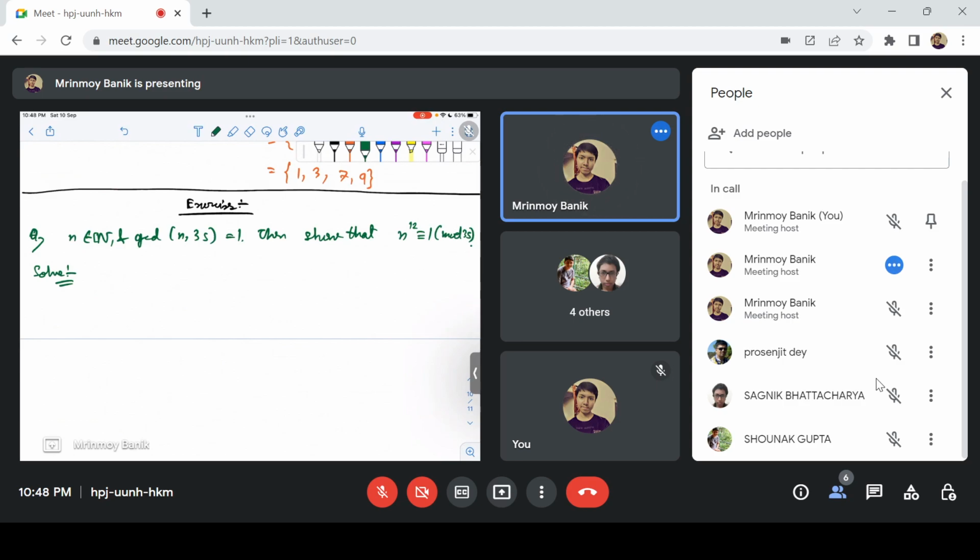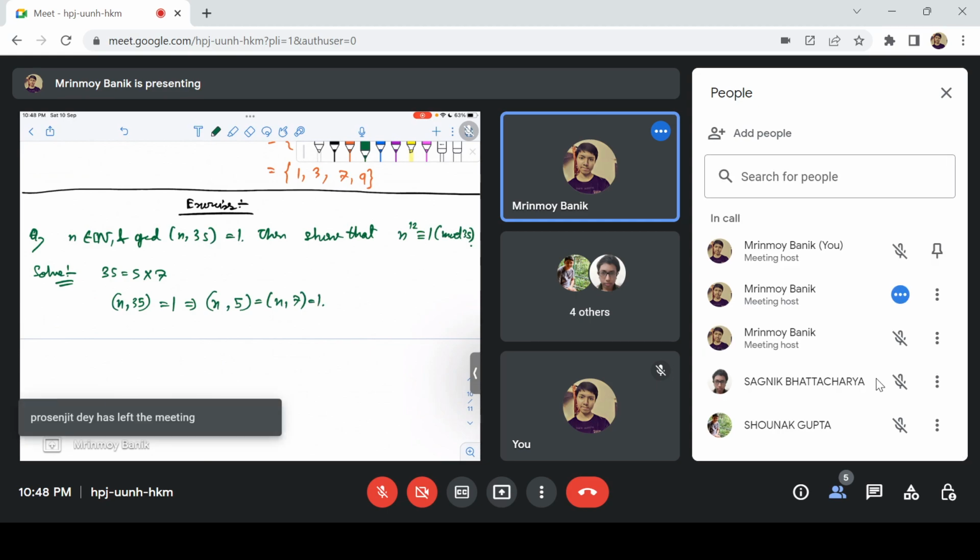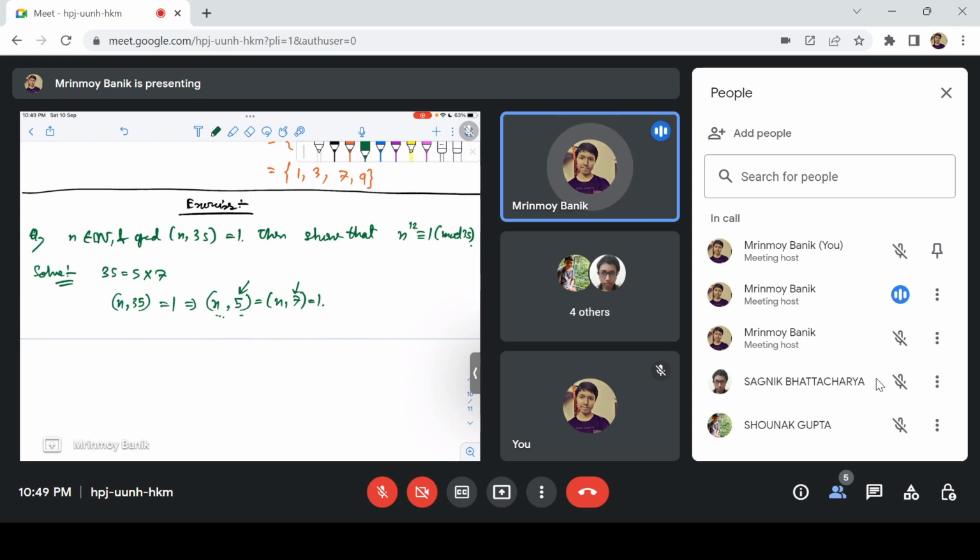So observe that 35 is 5 times 7. So it's a composite number composed of 5 and 7. And since n and 35 have a GCD of 1, it implies n and 7, and n and 5, also have a GCD of 1. So now we can utilize Fermat's theorem since we have two numbers which are relatively coprime, and cherry on the top, we have prime numbers also.